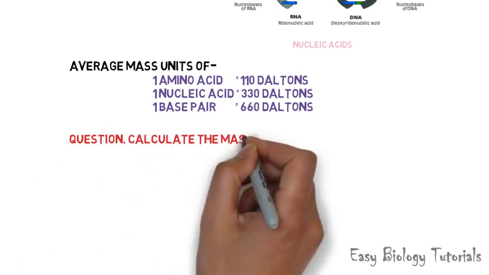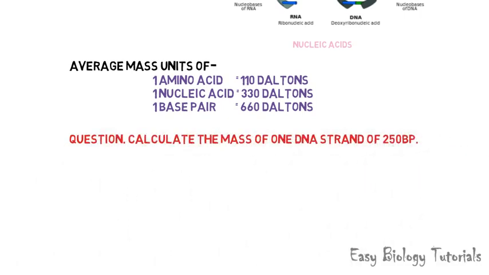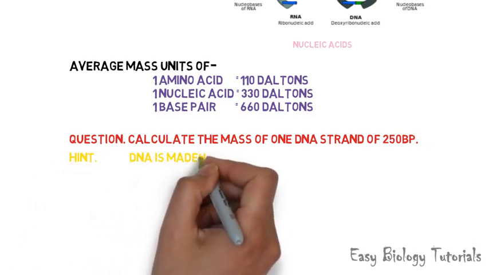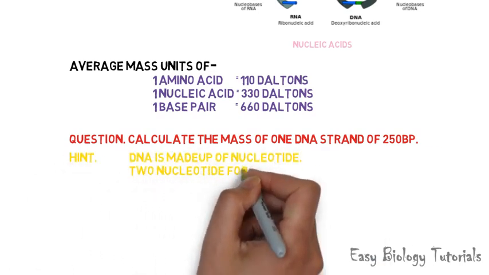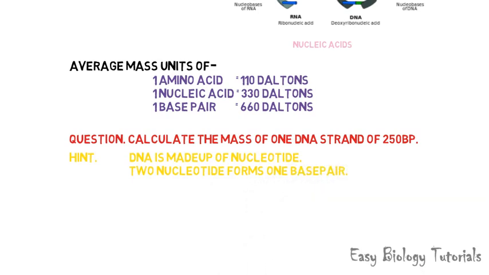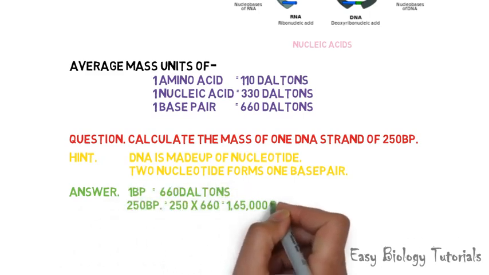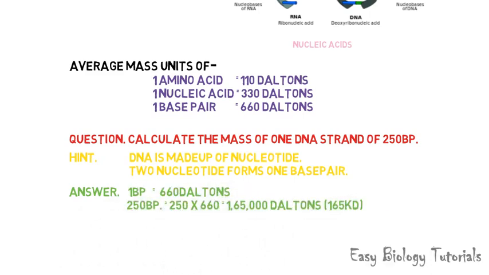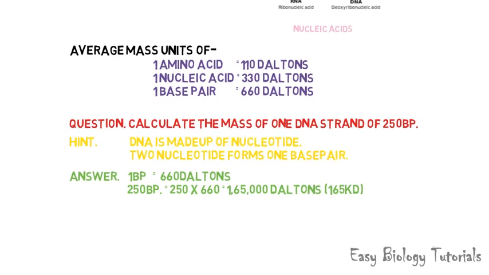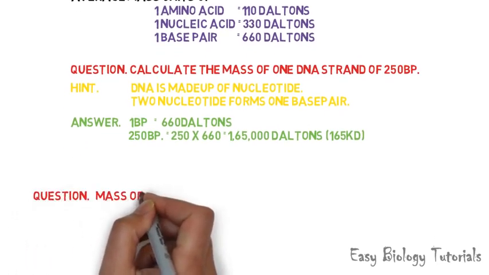So question on it, calculate the mass of one DNA strand of 250 base pairs. Hint is DNA is made up of nucleotide. Two nucleotides form one base pair. That is correct information. So answer will be one base pair is equal to 660 Daltons. So 250 base pairs is equal to multiplication of 250 into 660. That means 165,000 Daltons. We can write it 165 kilodalton.